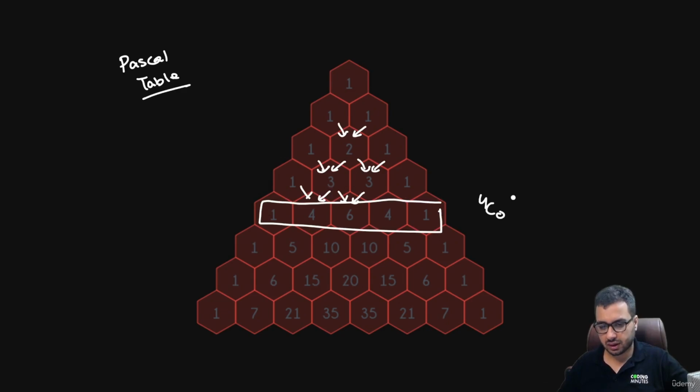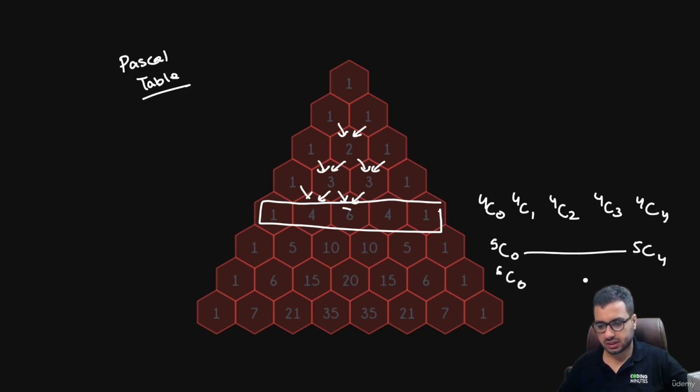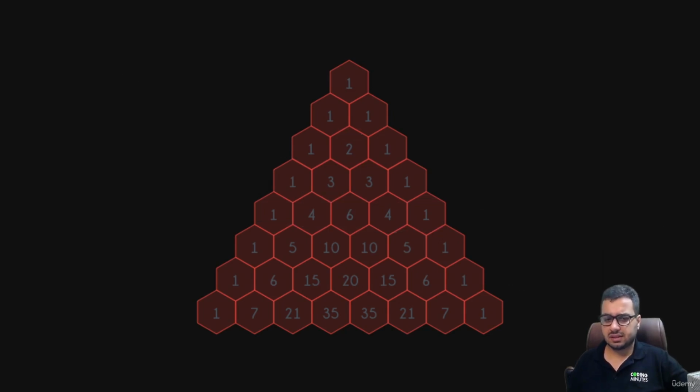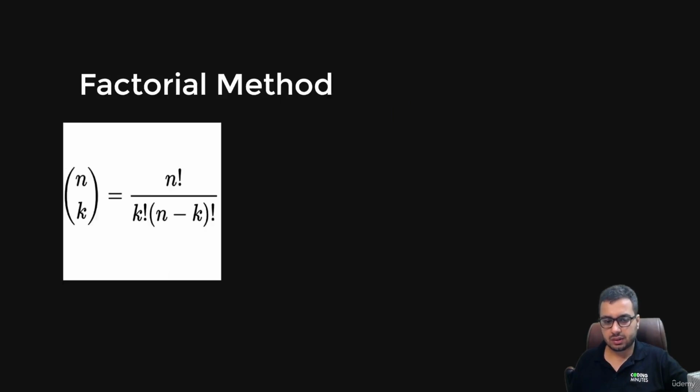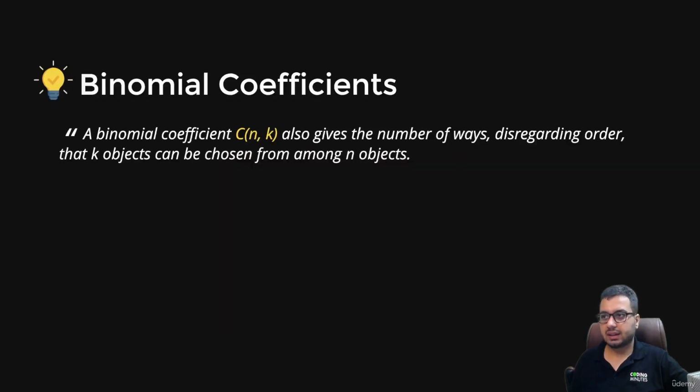So 4C0 is 1. 4C1 is 4, 4C2 is 6, 4C3 is 4, and 4C4 is again 1. So this is what it denotes. Similarly, this is for 5C0 to 5C5. This is for 6C0 to 6C6. And so on. This is just another way of looking at Pascal's triangle. So I hope you understood both the approaches. And in the next lecture, we will do a bottom-up implementation for finding the binomial coefficients. And that's all for this lecture.